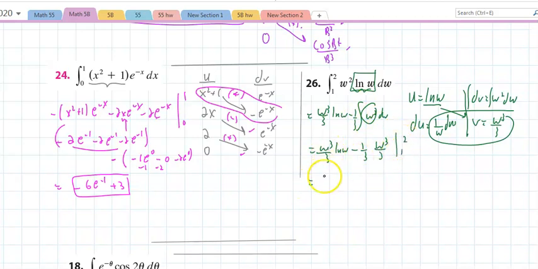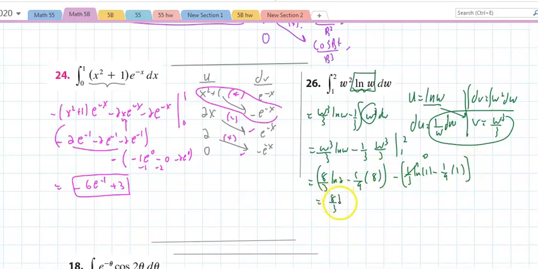So that is 2 cubed is 8 over 3 natural log of 2 minus 1 ninth, 2 cubed is 8, minus, if you put a 1 in, you get 1 third natural log of 1 minus 1 ninth times 1. Of course, natural log of 1 is 0. So this is 8 thirds natural log of 2 minus 8 ninths. And if you distribute the negative, you'll get a 1 ninth. So that is 8 thirds natural log of 2 minus 7 ninths.